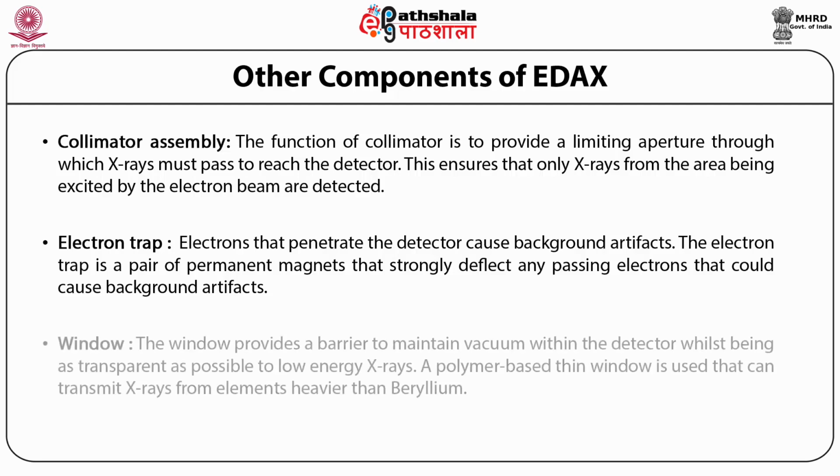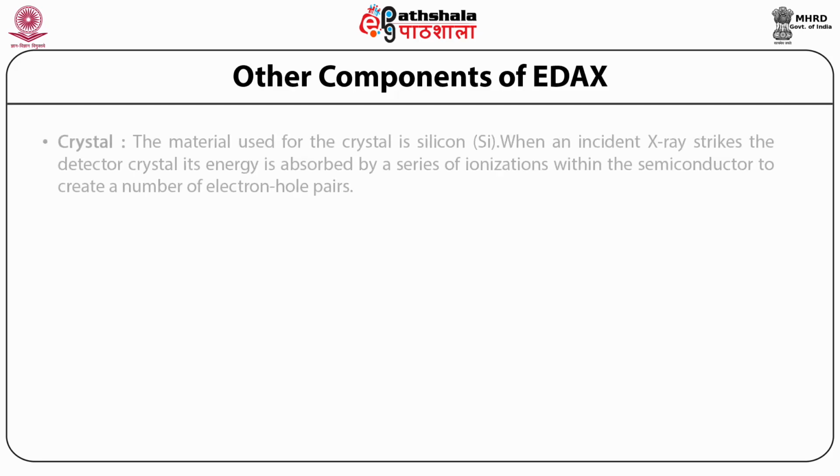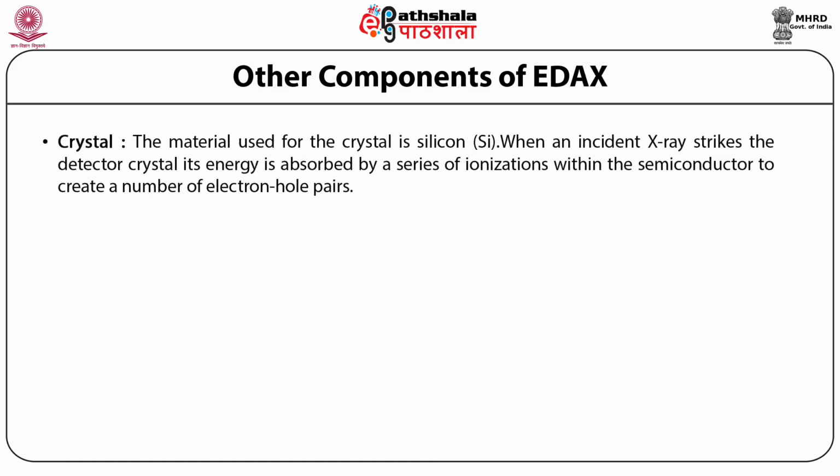The third is the window. The window provides a barrier to maintain vacuum within the detector whilst being as transparent as possible to low energy X-rays. A polymer based thin window is used that can transmit X-rays from elements heavier than beryllium. The material used for the crystal is silicon.